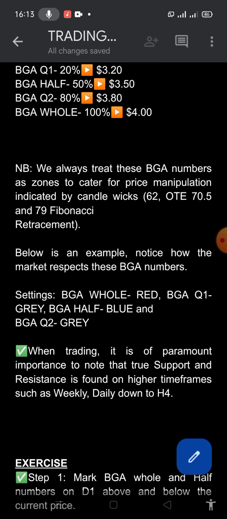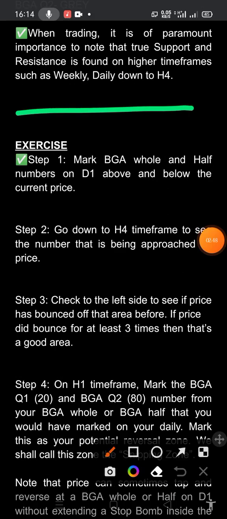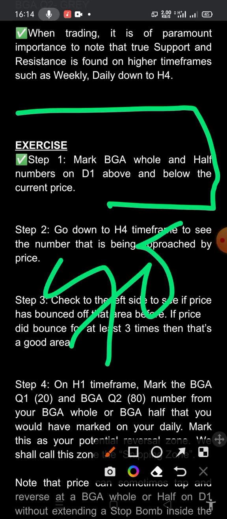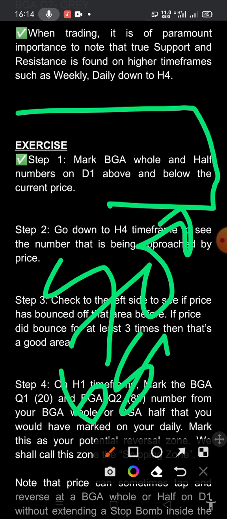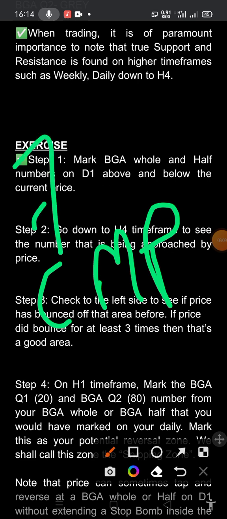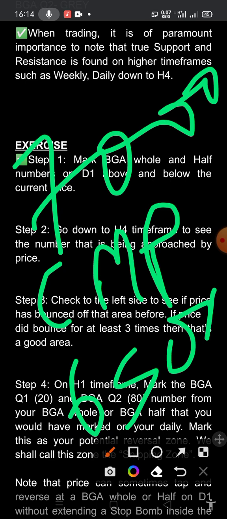So let's get straight on our chart. I'll show you how to get this on your chart and how to see if this thing is really working or not. So let's go. Before going onto our chart, this is what we follow basically. Step one, we need to mark the BGA whole and half numbers. The whole number will be 7,000, while the half will be 6,500 on the daily time frame, above and below the current price. So if this is the current market price, the 7,000 should be above and 6,500 should be below. Do you understand?